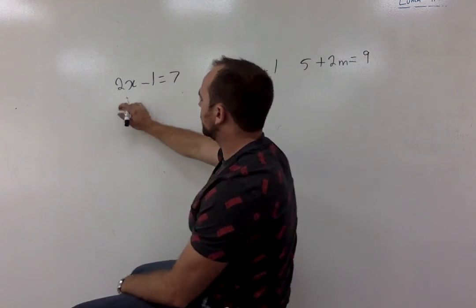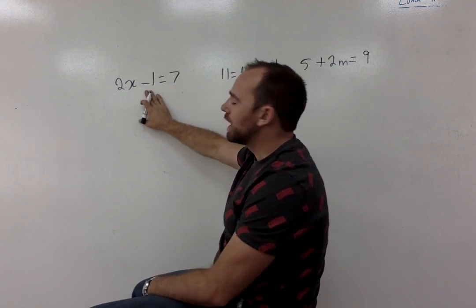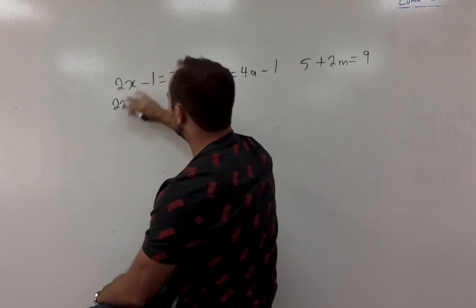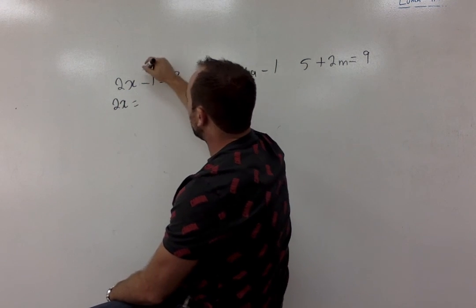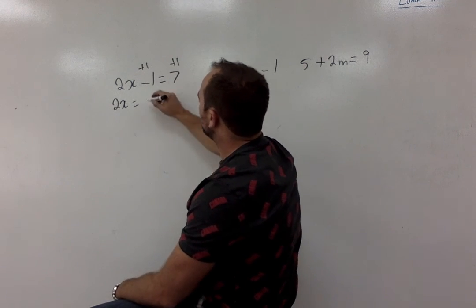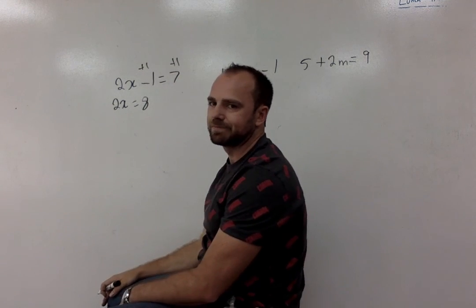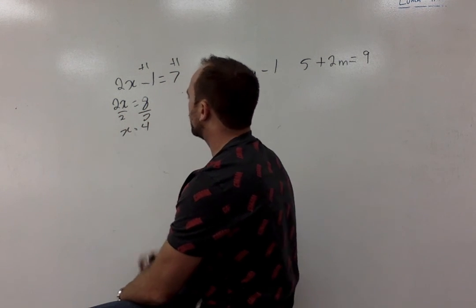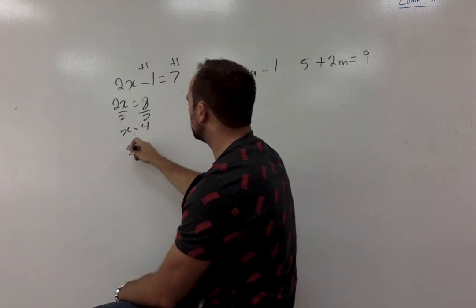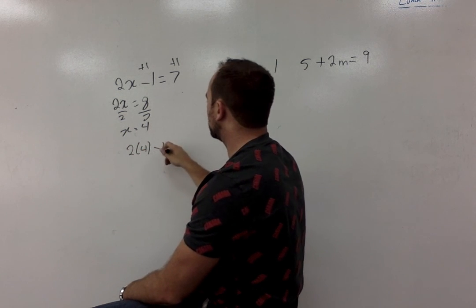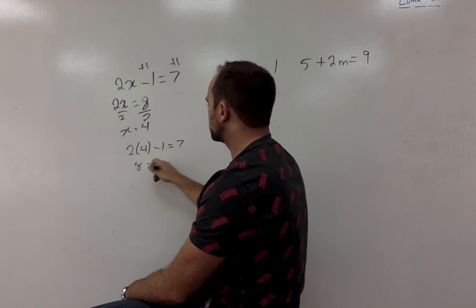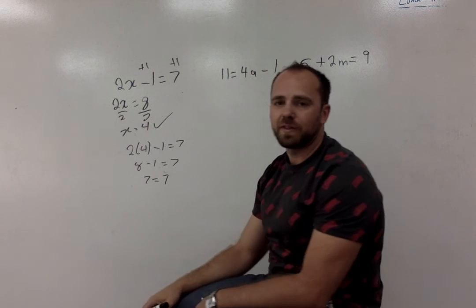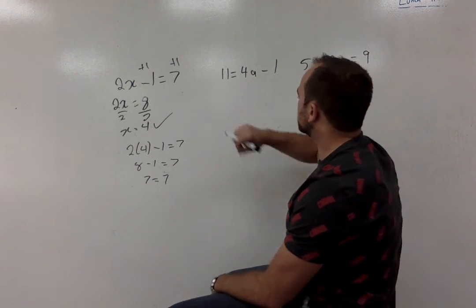All right, so for here, I want to eliminate my negative 1, so I have to add 1 to both sides. So I'm going to say 2x, this is gone, equals 8 if I add 1 to both sides. So I divide both sides by 2, x equals 4. I want to check it, so I'm going to say 2 times 4 minus 1 equals 7, 8 minus 1 equals 7, 7 equals 7. I know that that's correct. Okay, I go to the next one.